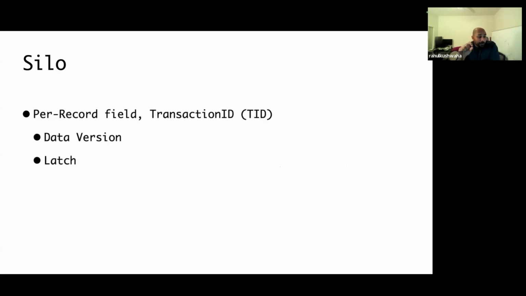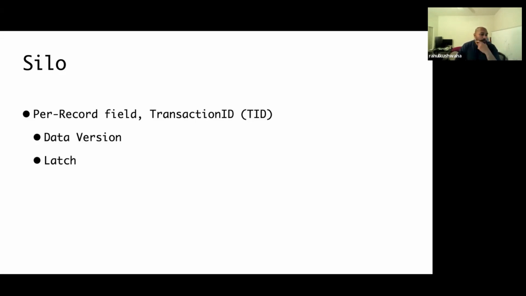Silo also introduces a per record field which is called transaction ID. And this transaction ID is composed of two data items: the data version and the latch. The data version we can imagine is the traditional OCC data version, which we have to use during the validation phase. And the latch can be a single bit: if the bit is on, we know the record is locked, and if the bit is off, the record is not locked. So you can imagine that if this is a 64-bit field, only one bit is used for the latch and the remaining 63 bits are used for the data version.